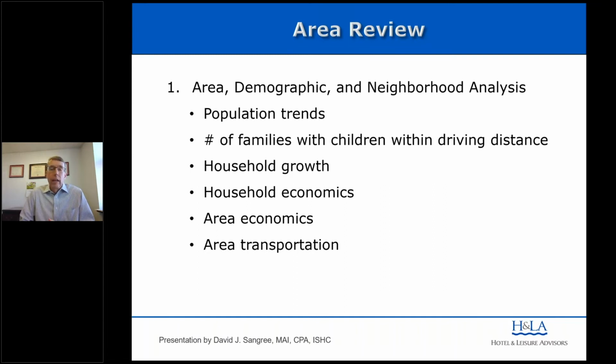We look heavily at the number of families with children within driving distance of the property, because families with children are the number one demographic for a water park or water park resort development. And what is the growth in the number of households that's occurring? And then the economics of those households are very important. So in a market that has higher household income figures, the ability to charge higher prices is reasonable, that you can assume a higher level of pricing. While for a market that has lower income levels, then you are forced to charge lower prices if your potential demand is from that local area.